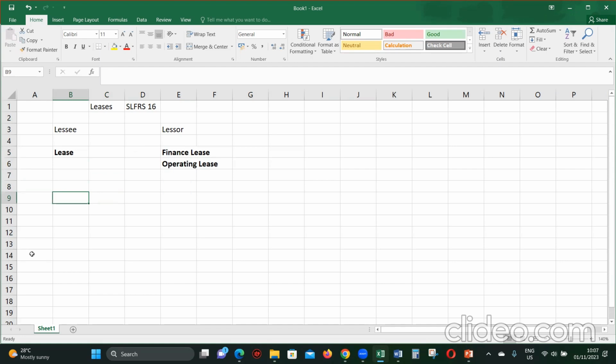When it comes to lessee, there are two things you need to recognize and measure. What is the first one? Lease liability. Why? Now the lessee has obtained a right to use a particular asset, right? Lessee can't get that right to use the asset free of charge, no? Lessee has to pay consideration over a period of time, over the lease period. So, in that case, what happens?